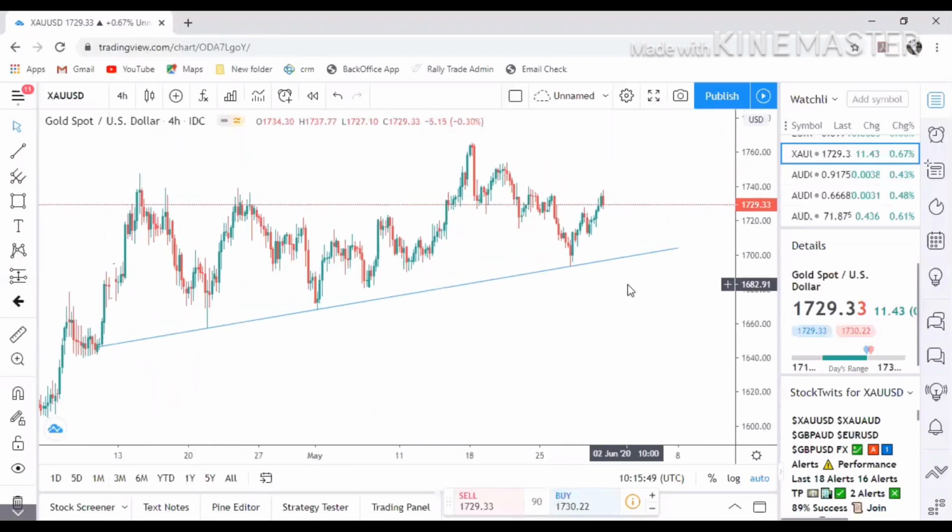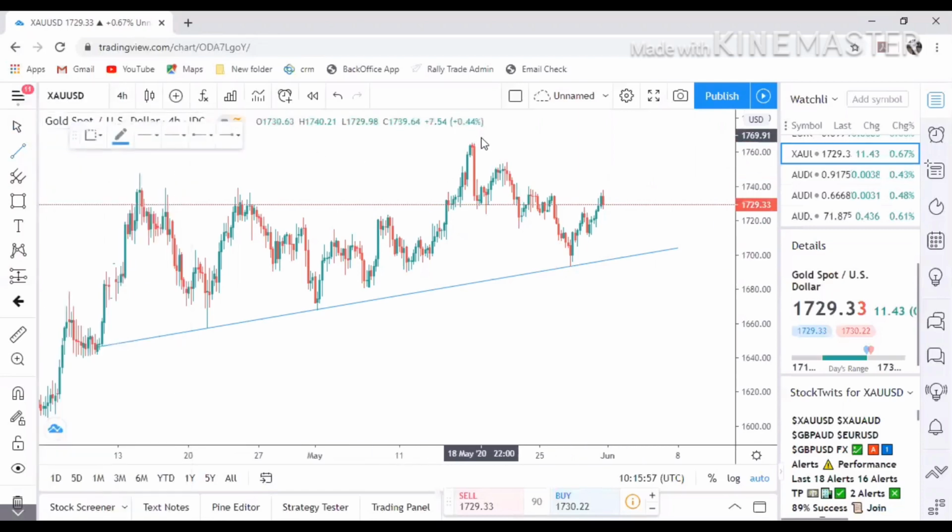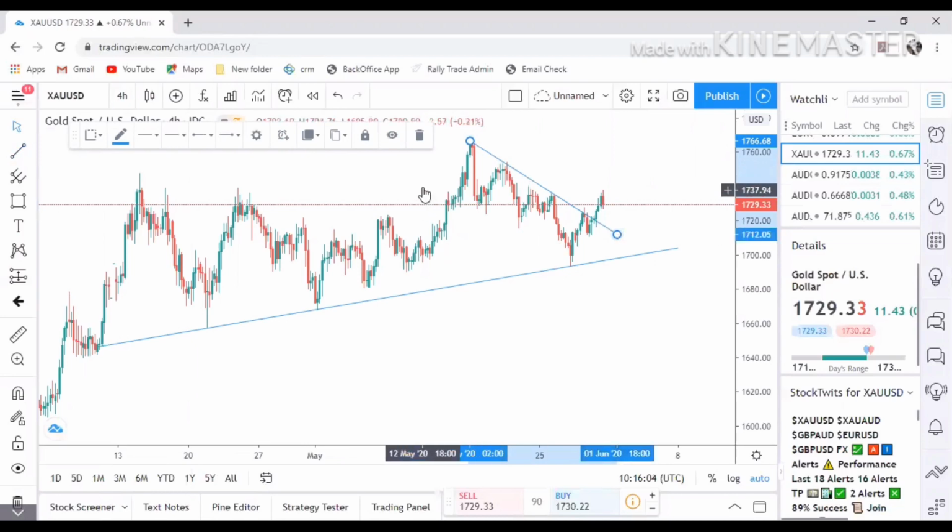So great. So third touch and bounce off. So there's a channel here. So let's draw a trend line. First trend line. This is the upper trend line of the channel. Yeah. So we have this. So we have this touch.